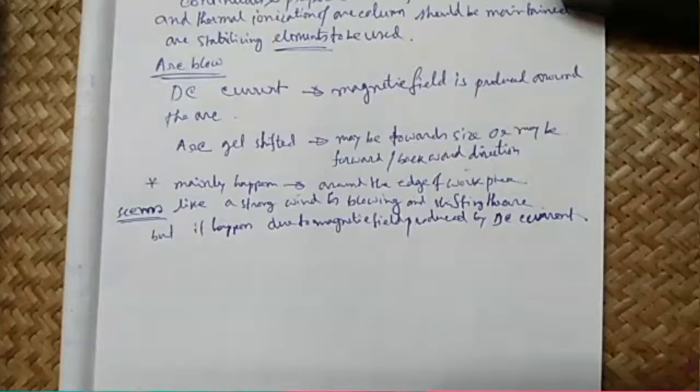It is a very big problem, and it happens only in DC. In AC, arc blow does not give you much trouble, because the current polarity is continuously changing in AC. That's why the magnetic field does not get produced. Even if it gets produced, it changes its direction, and as a result it doesn't travel much. In DC, it travels a lot.